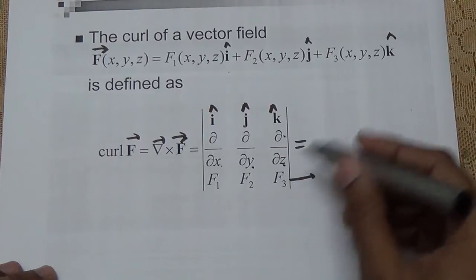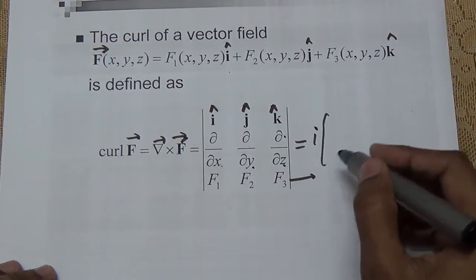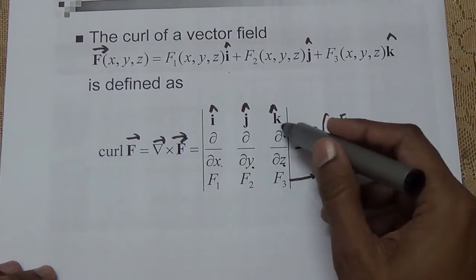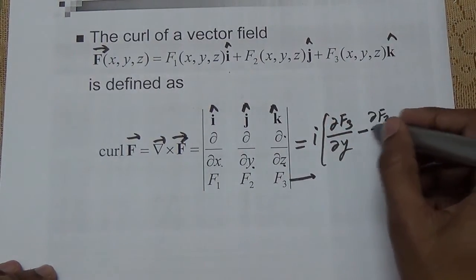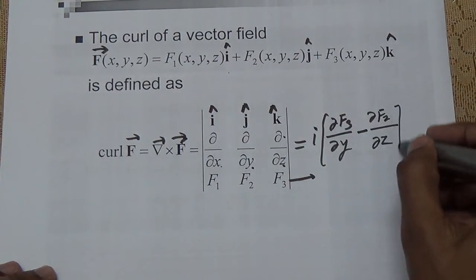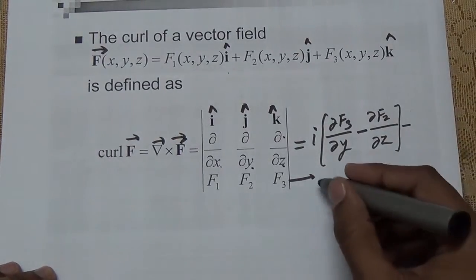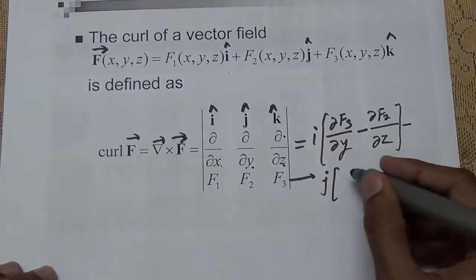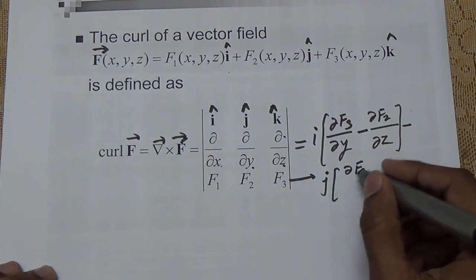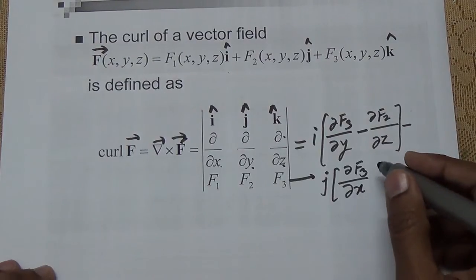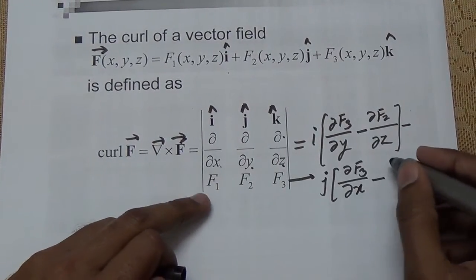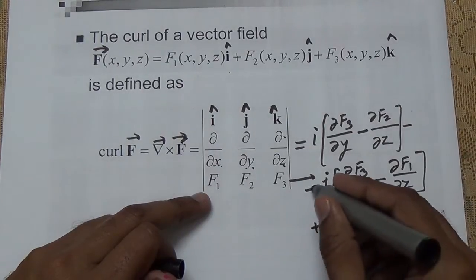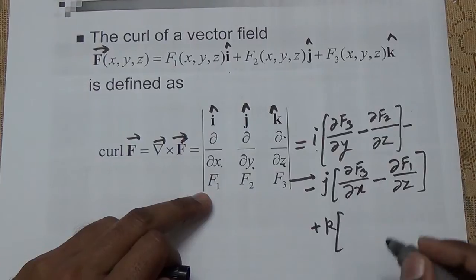Now you can expand it about I: del F3 upon del Y minus del F2 upon del Z. Then after this, minus J, leave this column, leave this row. So this operation: del F3 upon del X minus del F1 upon del Z. Plus K, it is plus, minus, plus, the expansion of this.